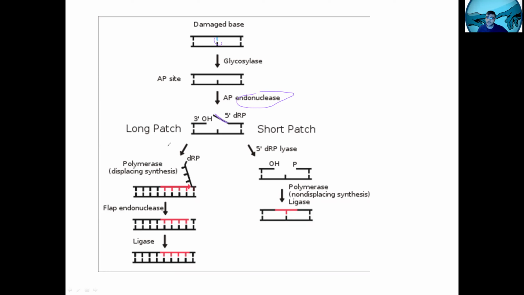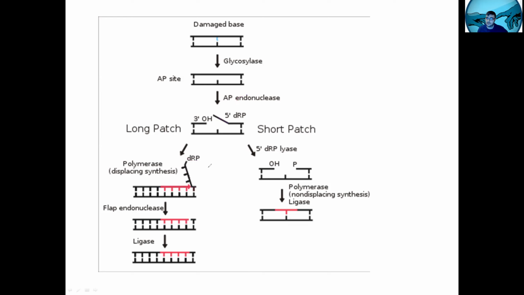If it's a longer patch, like maybe 10 to something nucleotides, polymerase will come in and go forward in this direction. You'll essentially have this where this flap is hanging, and this is synthesized. Then flap endonuclease will come in and get rid of the flap. So essentially all you're left with is this. Ligase comes and patches up this little hole right here, ligates it.